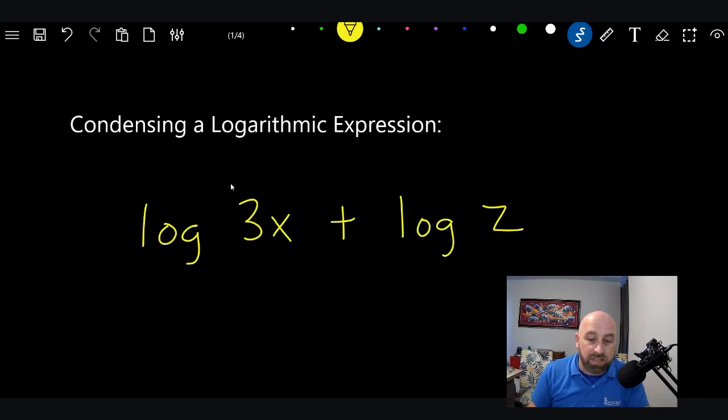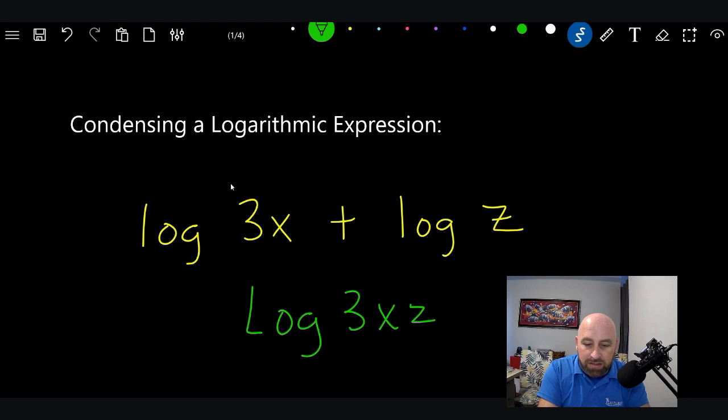Let's take a look at an example right here. Look down here: log 3x plus log z. That's a z, by the way, not a 2, so let me cross that. There you go. What we want to do here is, because it's adding, just like before when it was multiplying, we added. Now when we add, we multiply. So we're going backwards. We're taking the product property in this case and going backwards. So what's this one going to look like? We're going to condense it down, make it smaller, and we're going to do log 3xz, and that's going to be our answer, 3xz.